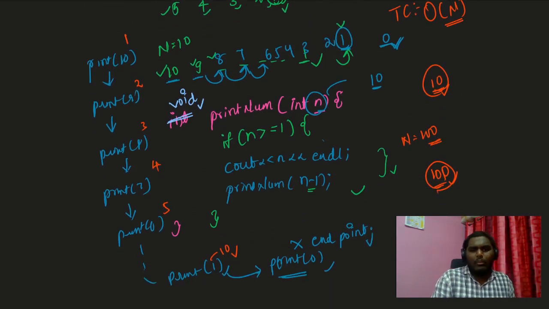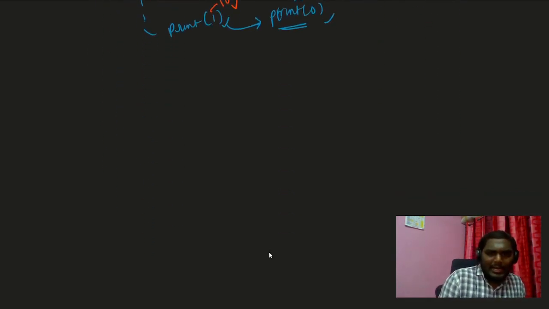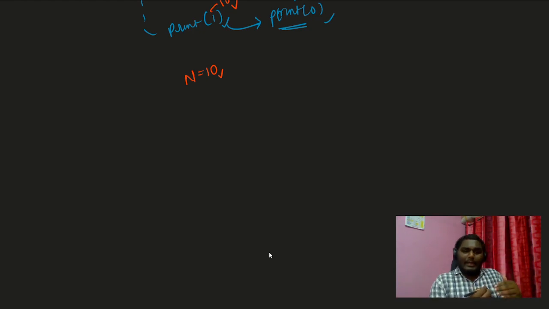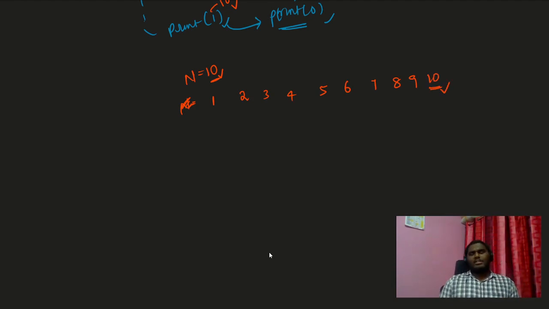It will be a follow-up to this problem. Here we were given an n, starting from that number and printing all the numbers until we reach 1. But now you will be given n again, and instead of starting from 10, you start from 1. For n equal to 10, you have to print 1, 2, 3, 4, 5, 6, 7, 8, 9, 10. Please pause the video for a while and think about how it can be possible.